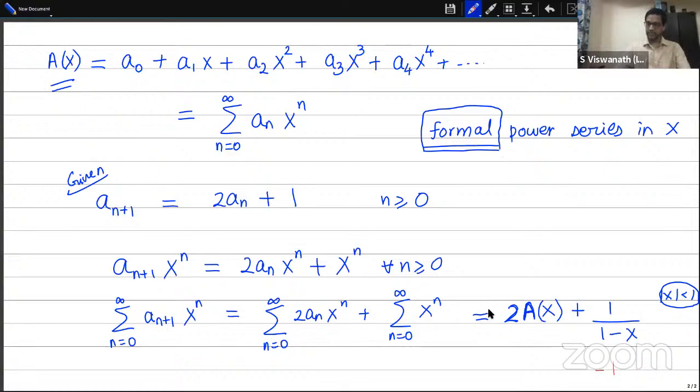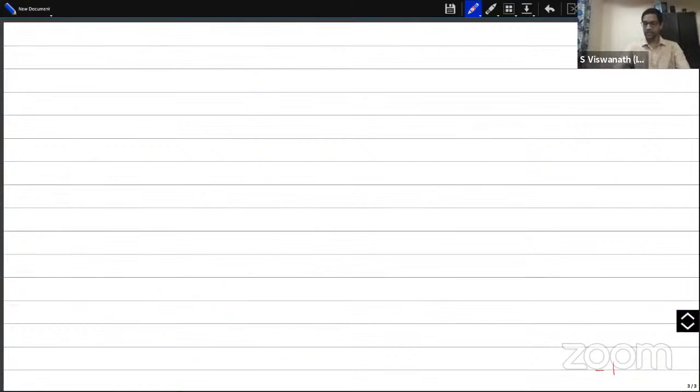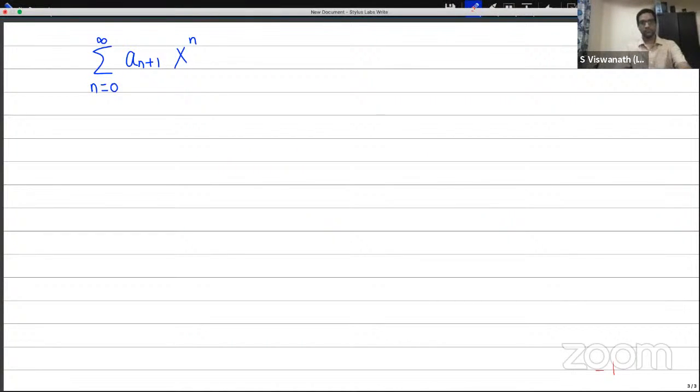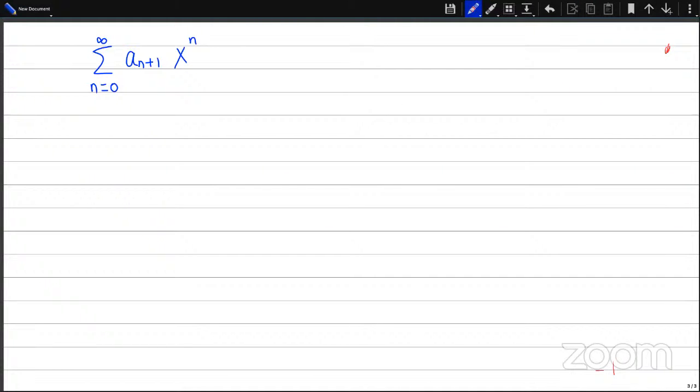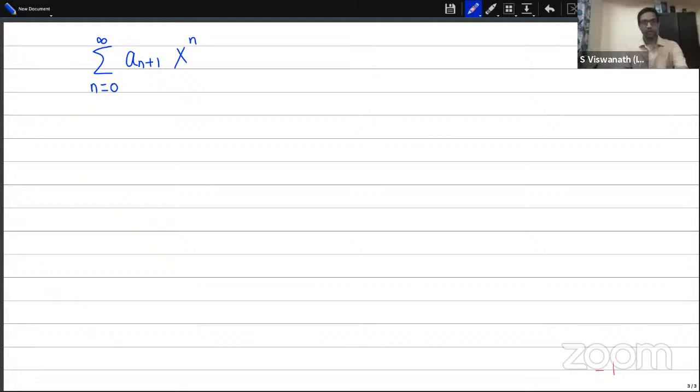So, okay, I replaced the right-hand side at least. Now let's go back and look at the left-hand side. What is the left-hand side? This is the summation a_{n+1} x to the power n. So what does this look like? x into A of x? x into A of x. Is that okay? Correct. Let's see.